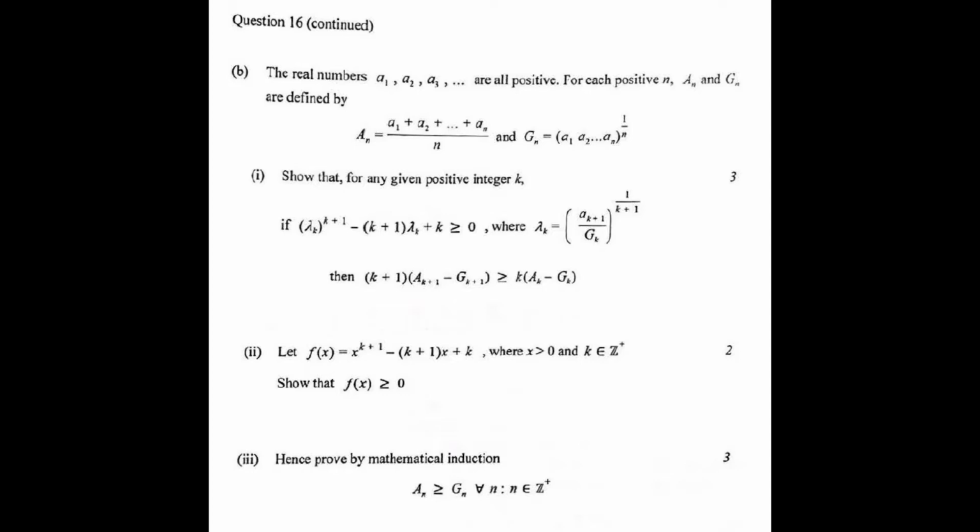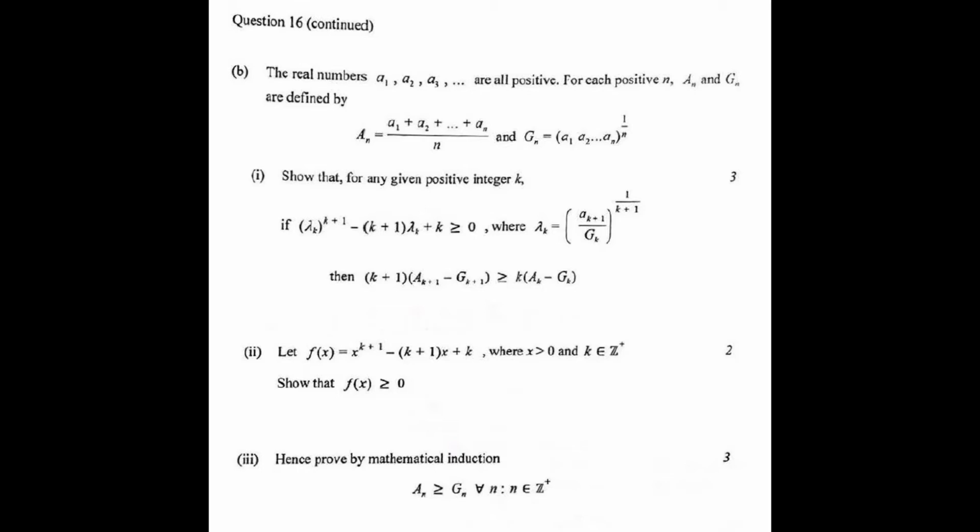Before I jump in, it's worth noting the similarity in the structure of this function f(x) and what we just worked through before. Here we've got something to the k plus 1, minus (k plus 1) times something, plus k. And up in part 1 we had lambda k to the k plus 1 minus (k plus 1) lambda k plus k.